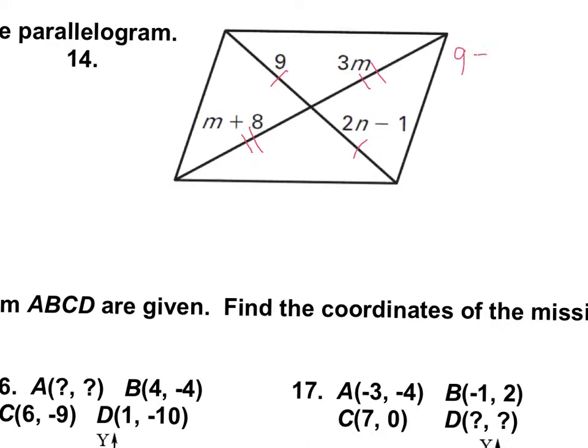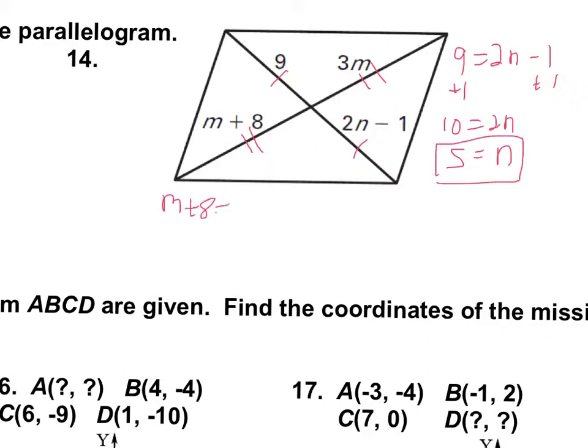I can do 9 equals 2n minus 1. I'll need to add 1 and add 1 to get 10. Divide by 2, and n equals 5. Likewise, with this other set, I can do m plus 8 equals 3m. I'm going to subtract m from each side. So I'll have 8 equals 2m, and then divide by 2, m equals 4.